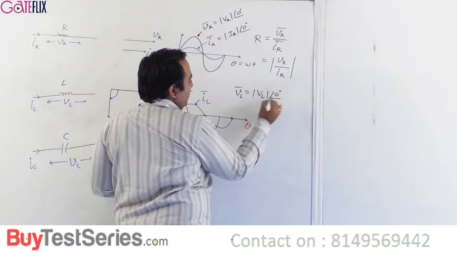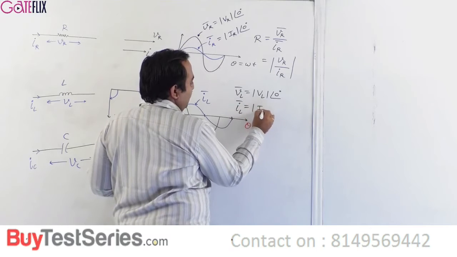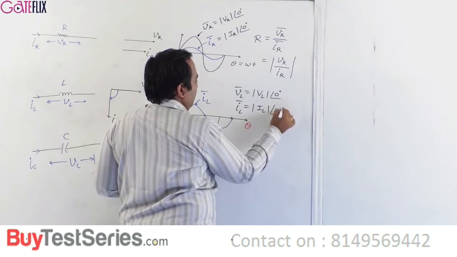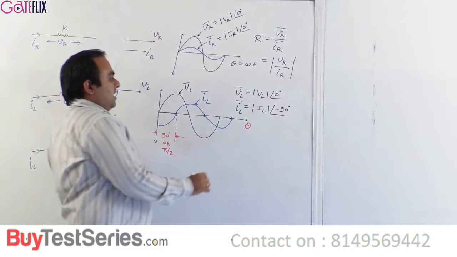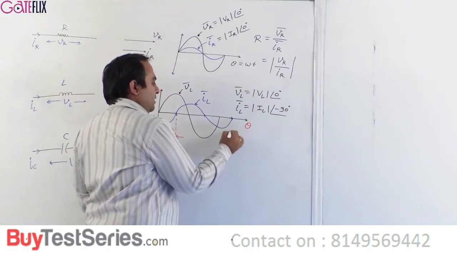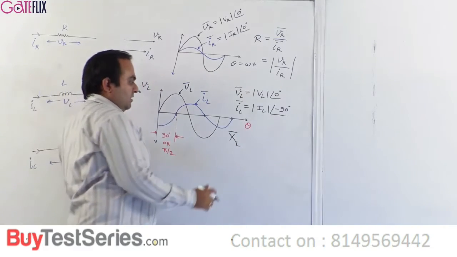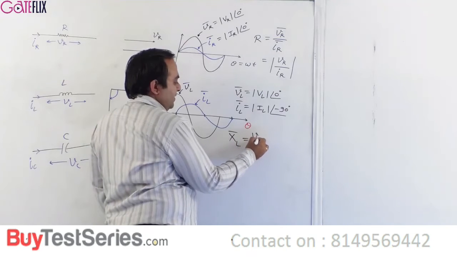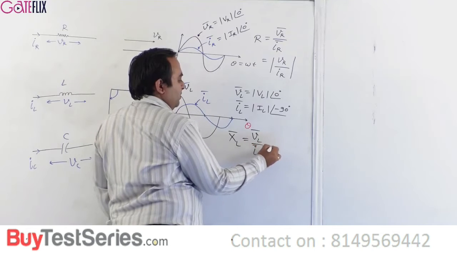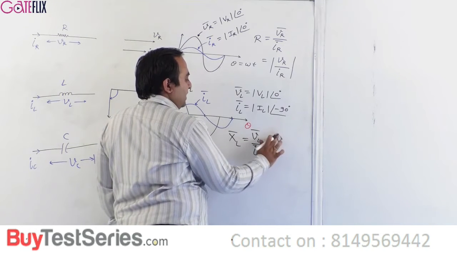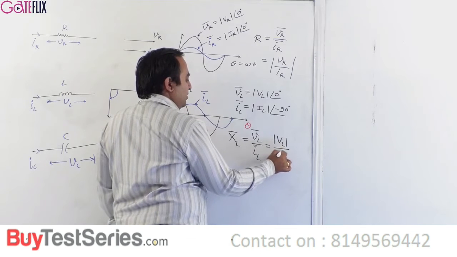angle 0 and IL is some magnitude IL angle minus 90 degrees. Is this okay? So the inductive reactance XL, when you divide a phasor by a phasor, you will definitely get the phasor. So it is VL phasor upon IL phasor. So it will be VL magnitude upon IL magnitude.